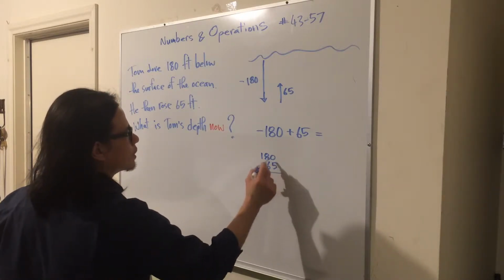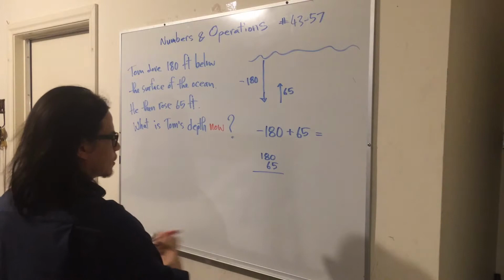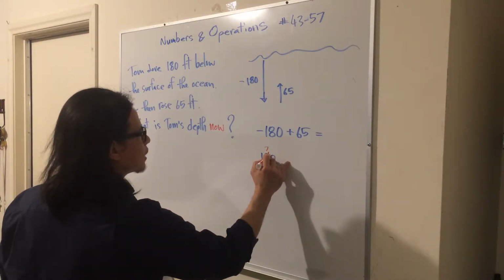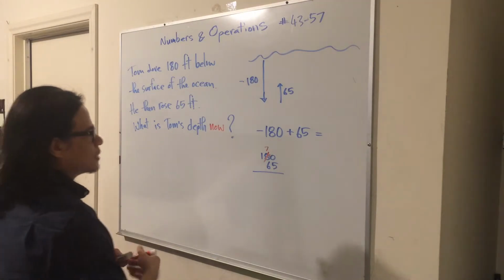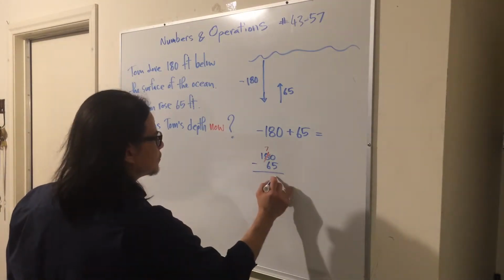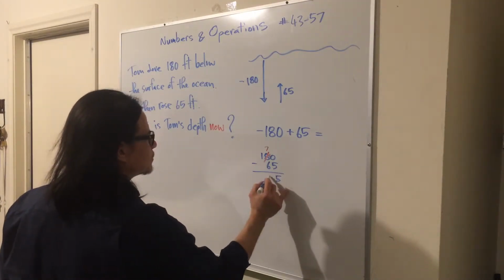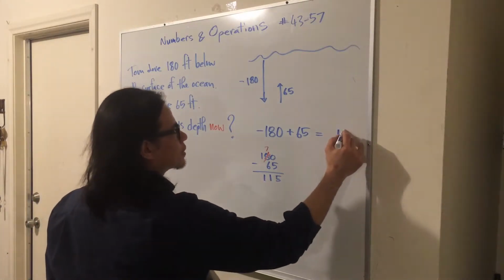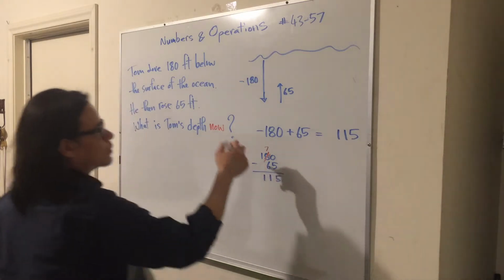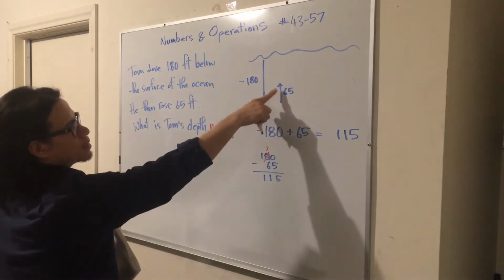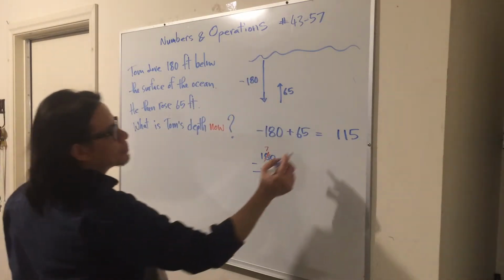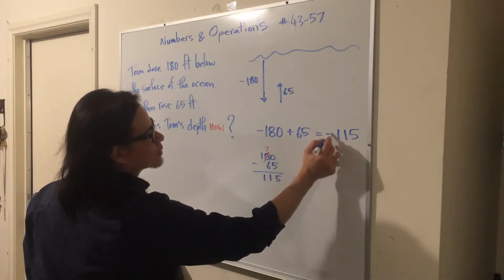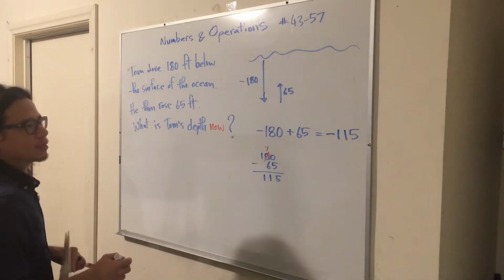and then what I'm going to get is, well, let's see, borrow 1 from the 8 becomes a 7, and then I have 10. 10 minus 5 is 5. 7 minus 6 is 1, and then bring down the 1. So 115. Now, I'm still underneath the surface of the water, so I'm going to say that this isn't going to be a positive 115, it's going to be a negative 115.